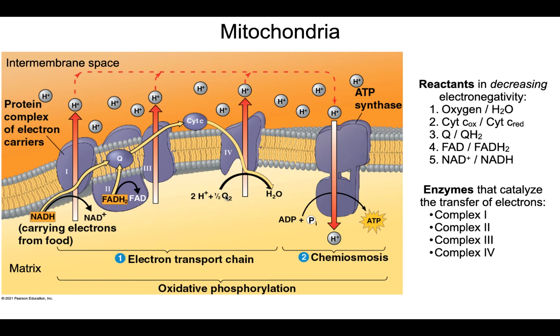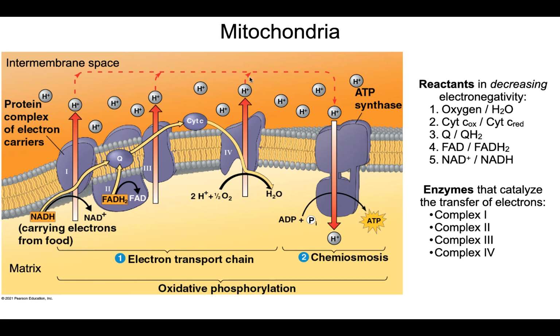Well, let's take a look at the electronegativities. Yep, sure enough, oxygen is more electronegative than cytochrome C, which means that the reaction catalyzed by complex 4 is indeed an exergonic reaction, which means it can couple the released energy to the endergonic process of pumping protons against their concentration gradient. Fantastic. By the end of this, we now have our proton motive force in the intermembrane space.